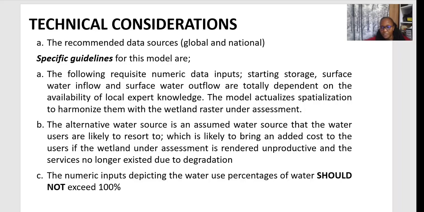Would people in Kenya move from Lake Victoria and come all the way to Lake Baringo to find a water source? Those are the kind of alternative water sources that we try to imagine in our worst case scenario, which is likely to bring an added cost to the users, because if you are depending on a source that is next to you and it dries up, it means the alternative source is making you incur an extra cost to go there.